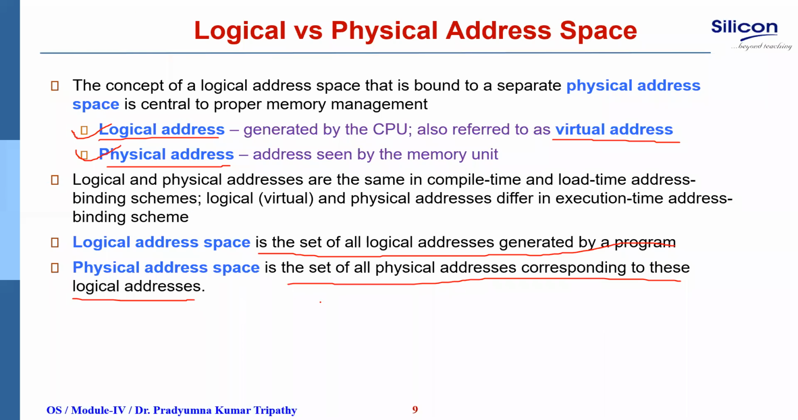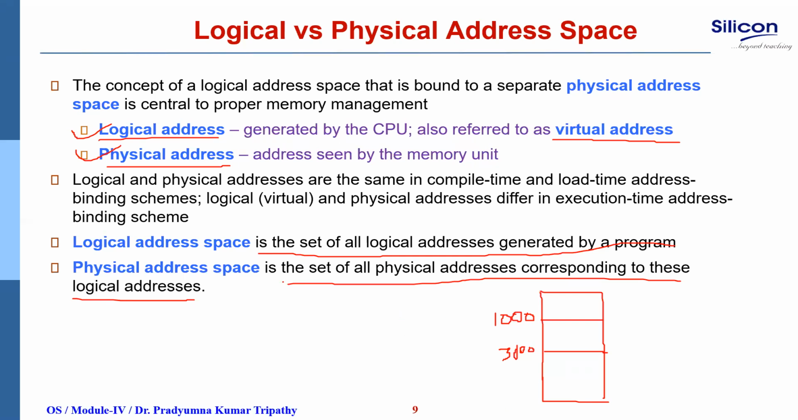Is it understood, or I'll repeat it again? Is that understood? Suppose this is the memory. One program is loaded over here, a process is loaded. The starting address is 1000 to, suppose, 3000. Correct? 1000 to 3000 is the address.